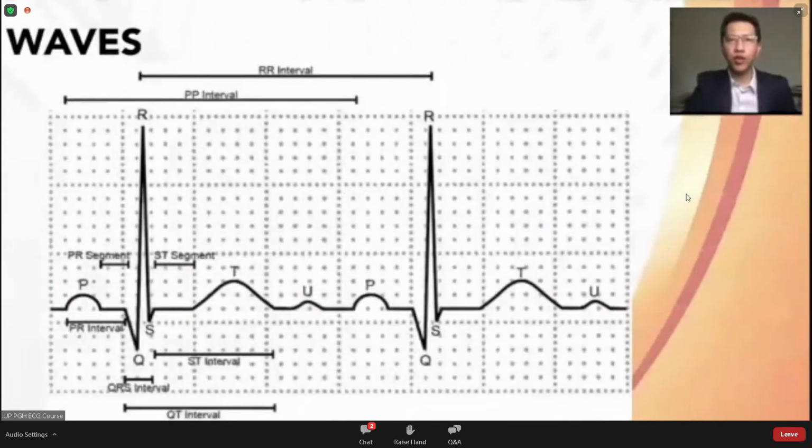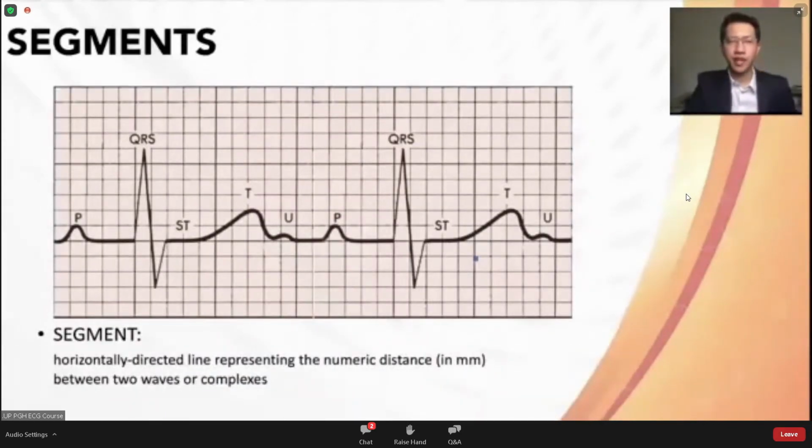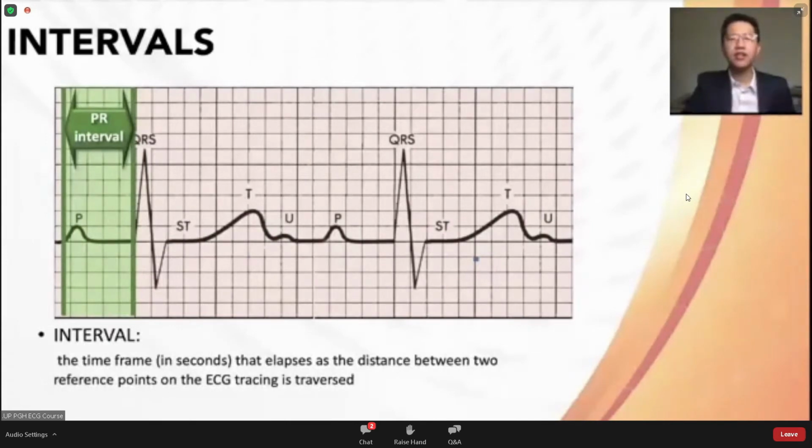The normal ECG waveform is comprised of several waves or deflections, as can be seen in this picture. We will be discussing each component in detail. There are segments and intervals in your ECG. These segments represent horizontally directed lines representing numeric distance. Meanwhile, intervals represent the time frame in seconds that elapses as the distance between two reference points on the ECG tracing.